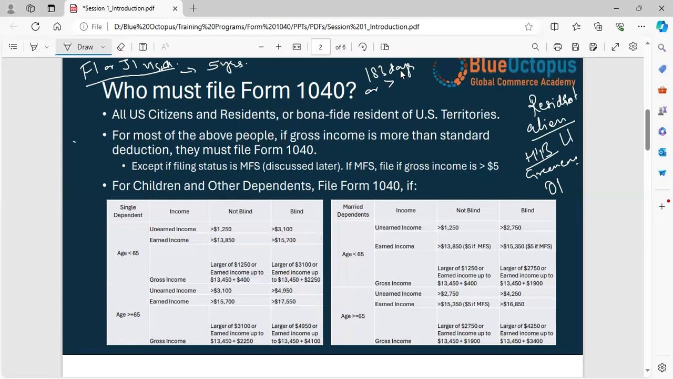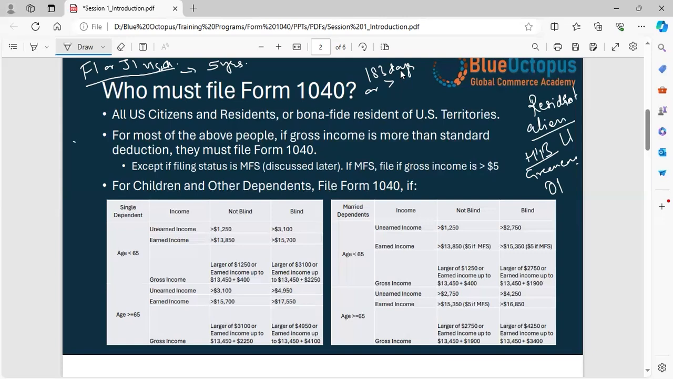But just keep in mind that if your gross income is more than the standard deduction, so obviously the standard deduction is something like the deduction available on your income. If your income is not more than the deduction, then you have no tax liability. Hence you are not liable to file Form 1040. However, if your income is more than the standard deduction, then you have a certain amount of income on which tax can be calculated, and hence you may have to file Form 1040.